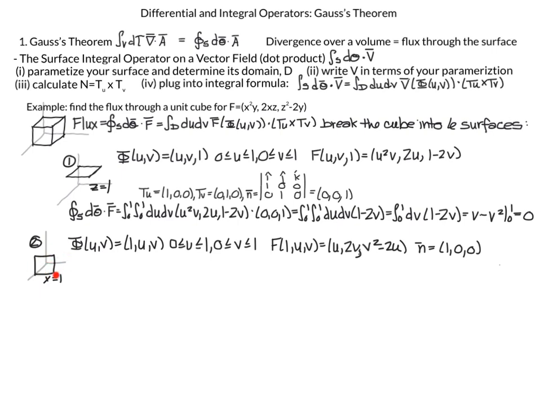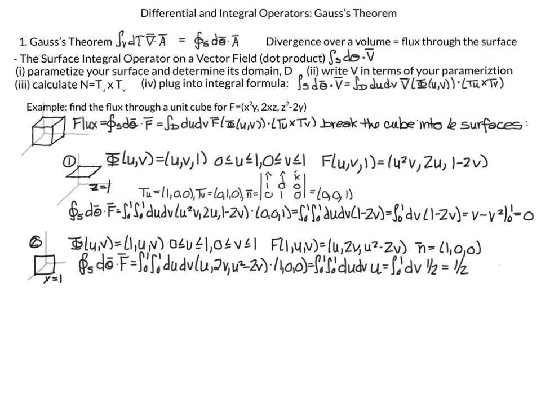And I dot it with my normal. But for this surface, again, as I said, we're just going to take a look at it and see what the normal is. But the normal, if it's pointing out away from the interior of this cube, is going to be in the positive x direction. So it's going to be 1, 0, 0.